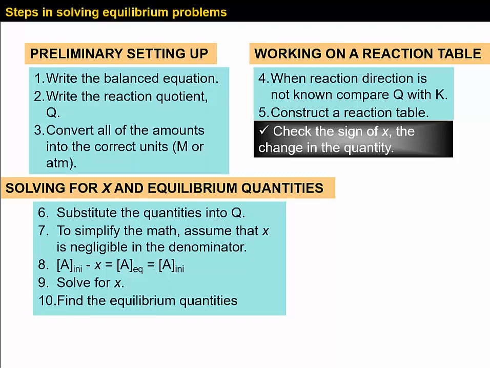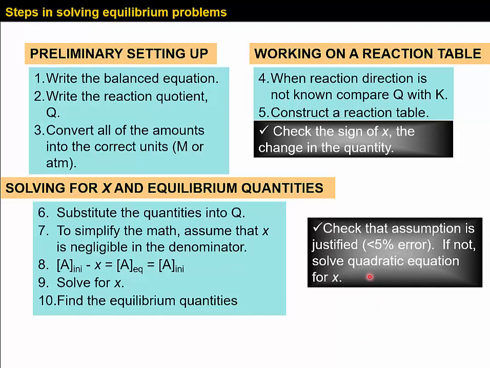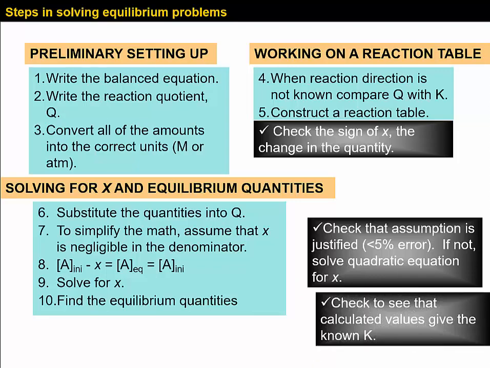Simplify the math. Assume that X is negligible in the denominator. So all of our small changes on our initial concentrations, we're going to drop those. If you're squaring it, we're probably going to keep that X. So we're going to say that our initial concentration minus X is going to be about equal to our equilibrium concentration. So we'll say those two are unchanged. And then we're going to solve for X, and then our equilibrium quantities. Double check that the assumption is justified, less than a 5% error. If not, you're going to have to solve that quadratic. And then check to see that the calculated values give you the known values for K.